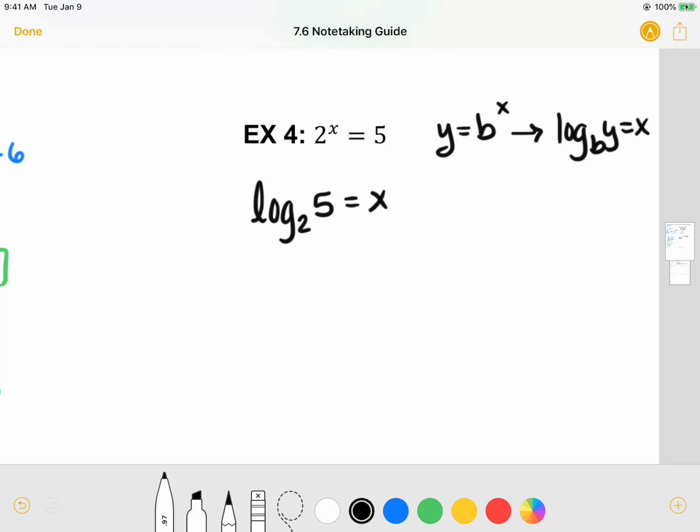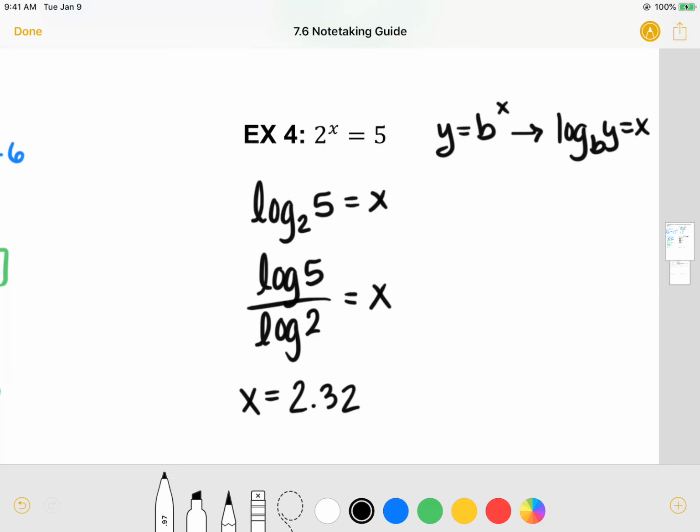And now all I have to do is evaluate log base 2 of 5. So what we're going to do is use our change of base formula, and I'm going to change it to base 10, common log base 10. So x is going to be equal to log of 5 divided by log of 2. So grab your calculator and plug that in. And what you should get when you plug it in is 2.32. Okay? So that is the value of x that equals 5.